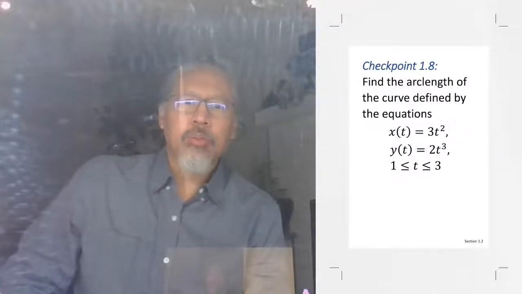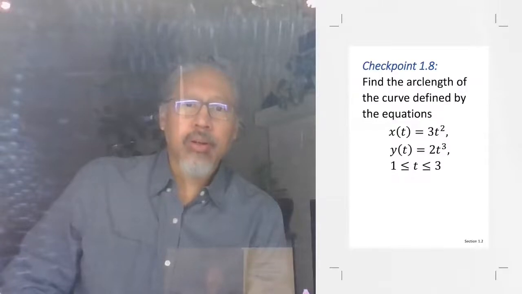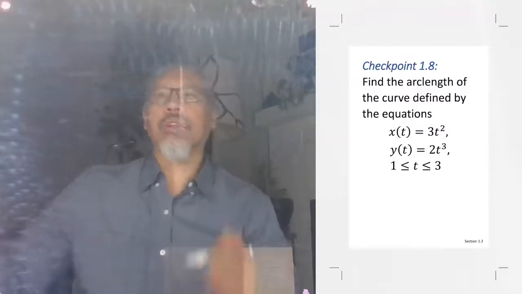Hello, we're doing checkpoint 1.8, and here we're asked to find the arc length of the curve defined by the equations x is equal to 3t squared, y is equal to 2t cubed from 1 to 3.